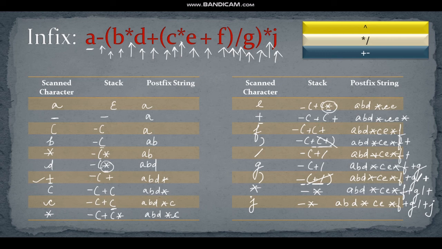Now let's talk about the next element. So here we say that we have reached the end of the string. So now we do not have any element to be scanned. So whatever is there in the stack has to be emptied into the postfix string, so as to get the final string as ABD star CE star F plus G division plus J. Now this will be popped in the manner that the top of the stack is popped first and then the next. So the next is multiplication and minus.